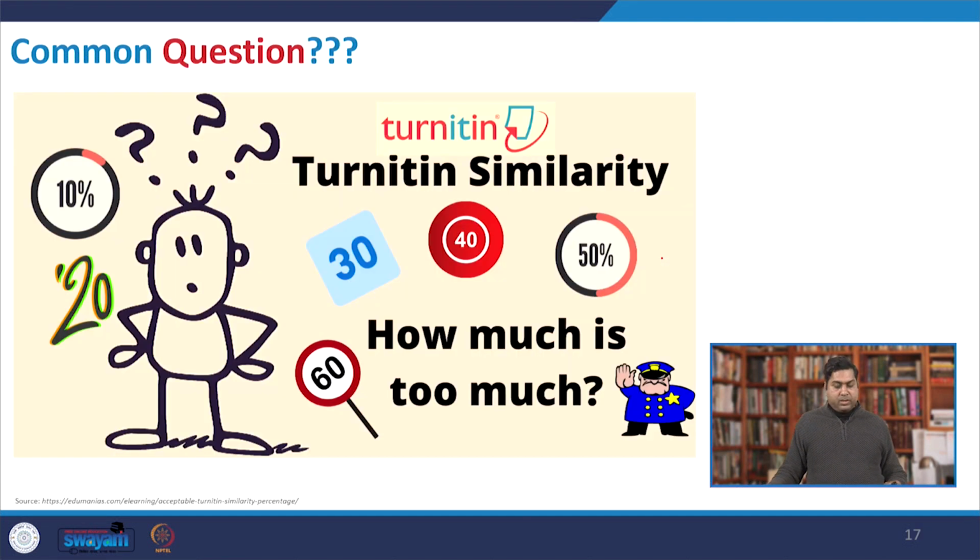Now the next question is that very common question: what percentage is allowable, or up to what percent similarity is acceptable? So when you ask how much plagiarism is acceptable, the answer is 0%. You should not have even a single 1% of plagiarized material.